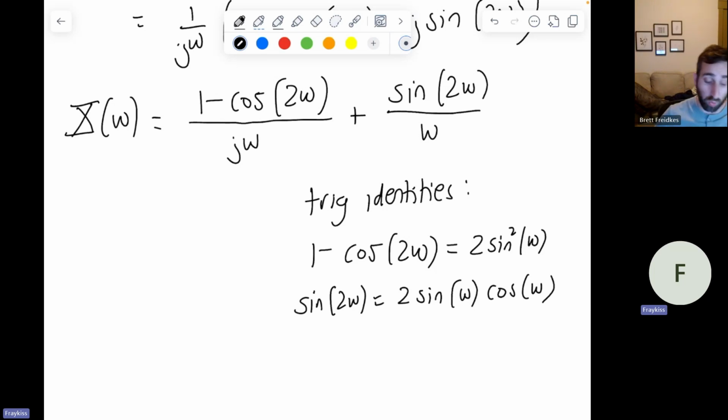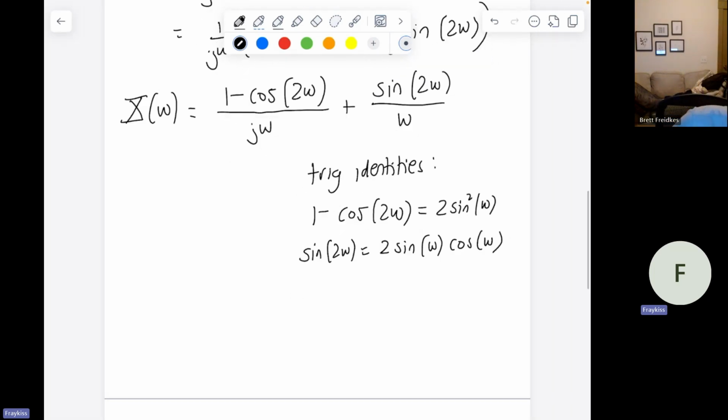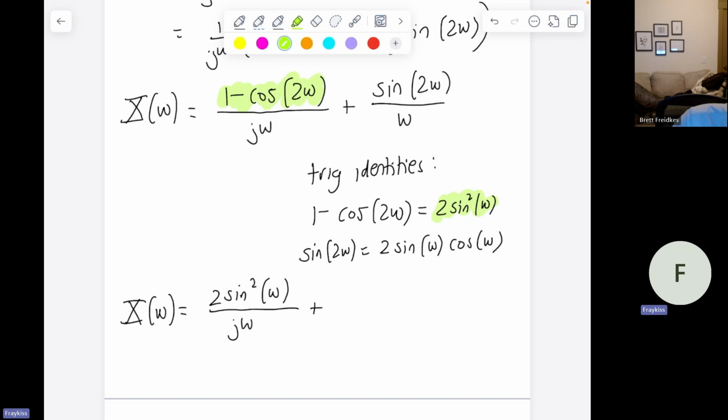Those are the trig identities I want to use, because what I can do now is say that X of omega, this numerator here, I will plug in 2 sine squared of omega divided by j omega. And then similarly, the sine of 2 omega, I will plug in this trig identity for 2 sine omega cosine of omega divided by omega.